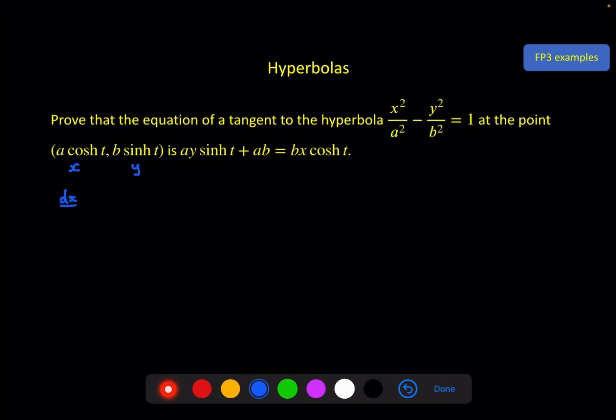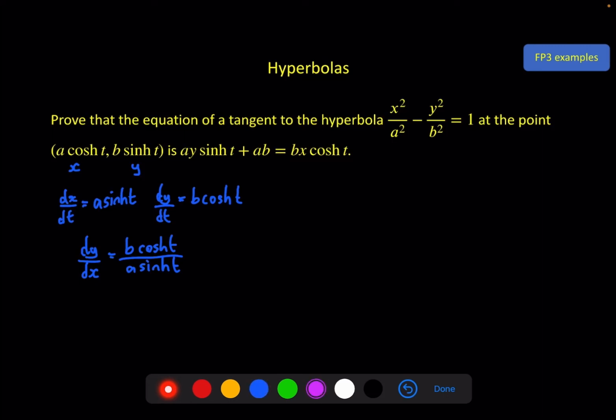So dx by dt, and you might have noticed I'm using t rather than theta. That's fairly common, don't let that put you off. That gives us a sin t. dy by dt is equal to b cos t, and remember with the hyperbolic functions there's no negative here. So dy by dx is equal to b cos t over a sin t. And of course, if you wanted the equation of the normal, you could turn that upside down, put a negative in front, and that would be good to go. But we want a tangent here.